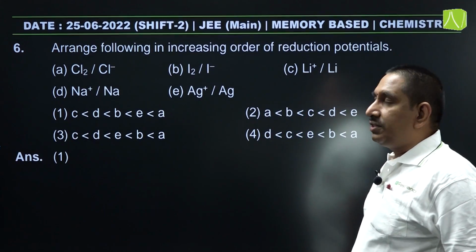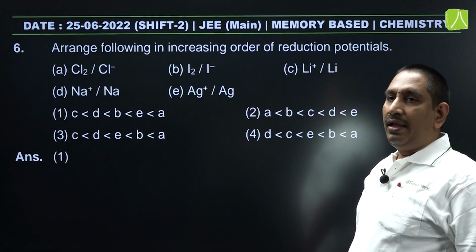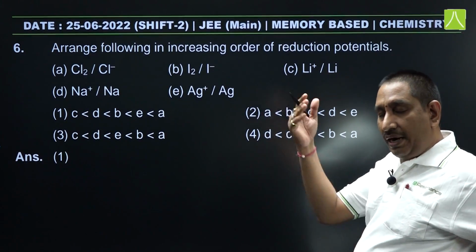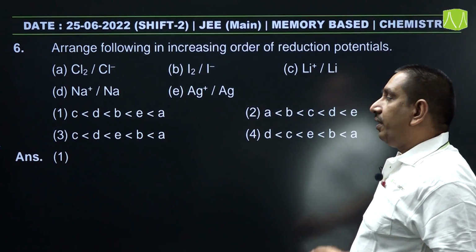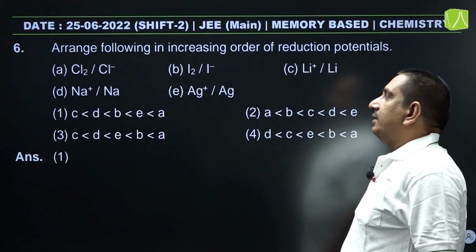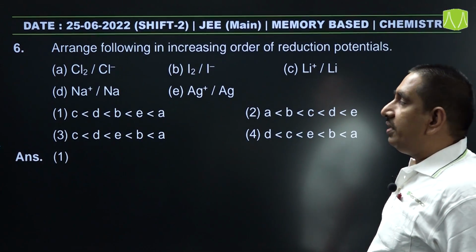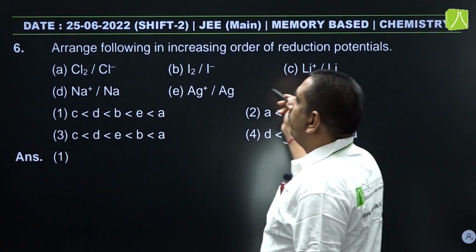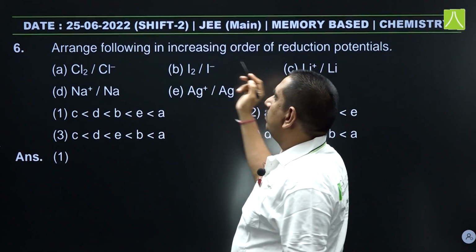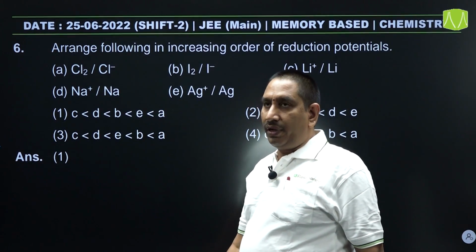Now, this is the question based on electrochemistry, that is electrochemical series के डेटा से दिया हुआ क्वेश्चन है. Arrange the following in increasing order of reduction potentials. ये reduction potentials of chlorine, iodine, lithium, sodium and silver are given.